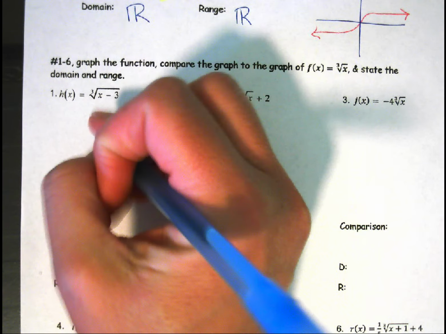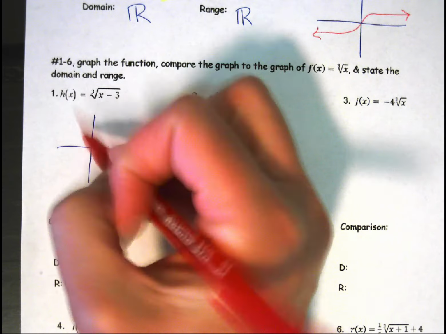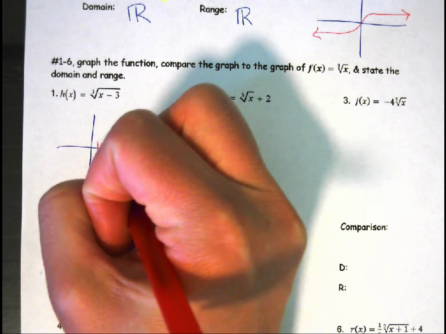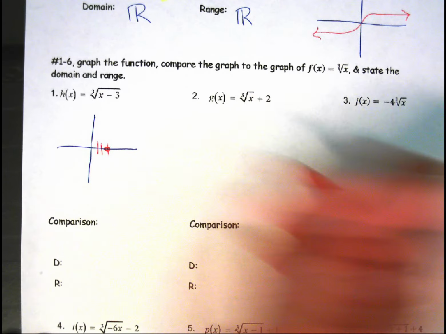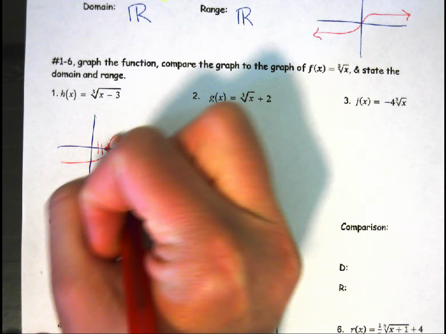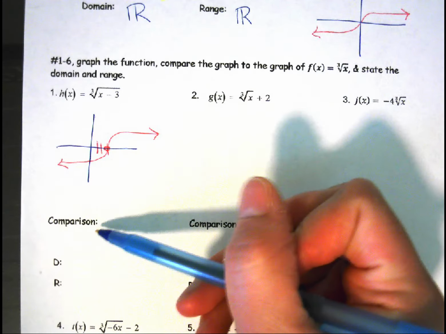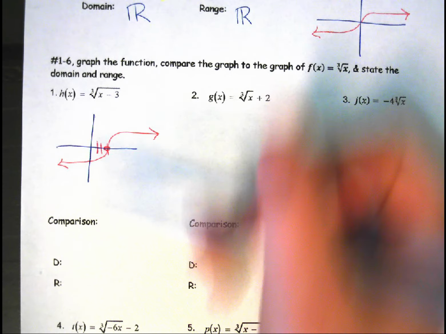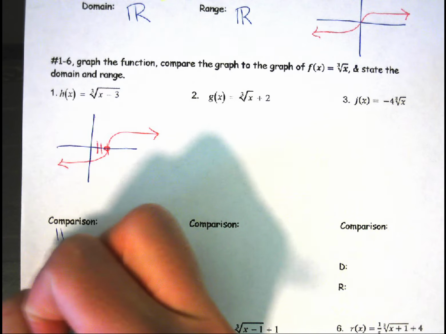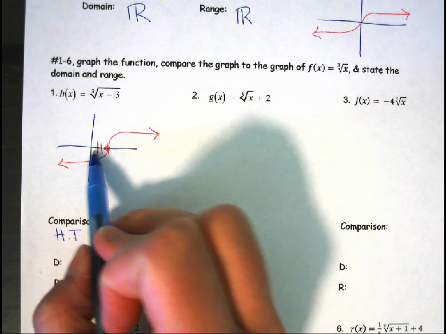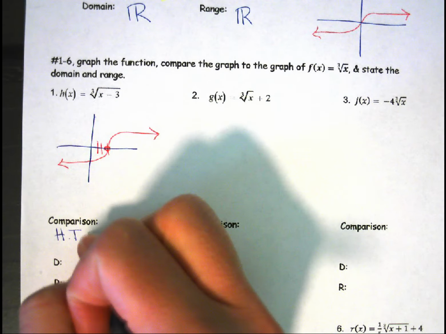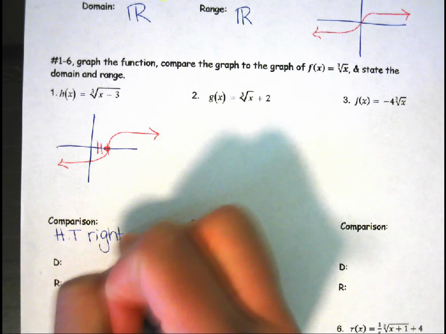So if I were to graph this, at +3 right there is where this thing is going to kind of do its little curve like that. Now, that is really our comparison. So we've already said it. It's a horizontal translation because it moved horizontally and it moved right 3.